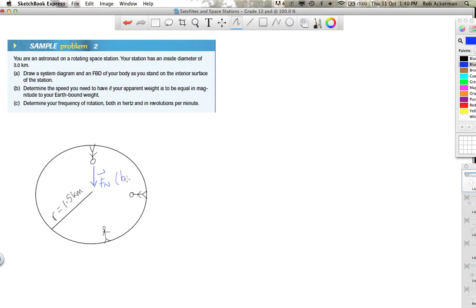Well, the normal force acts in both, because in both frames of reference, and by both I mean the Earth's inertial frame of reference, and also in the space station, non-inertial, rotating frame of reference. However, in a non-inertial frame of reference, there has to be a fictitious force, which is opposite the centripetal acceleration. So we've got to draw a force going this way.